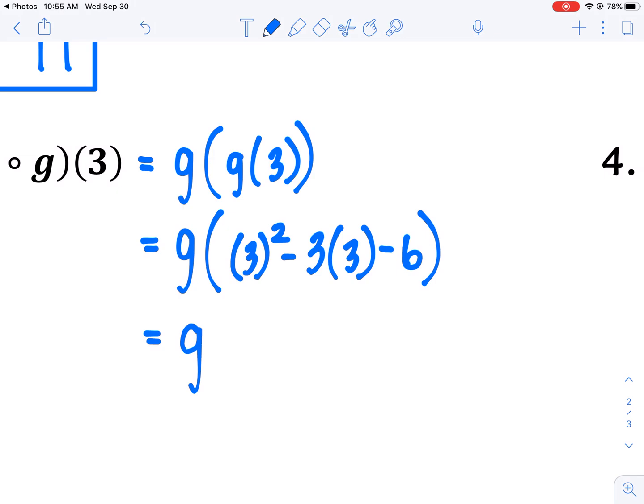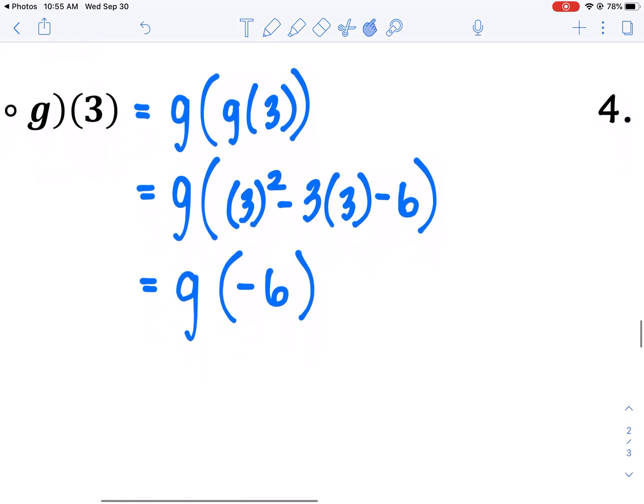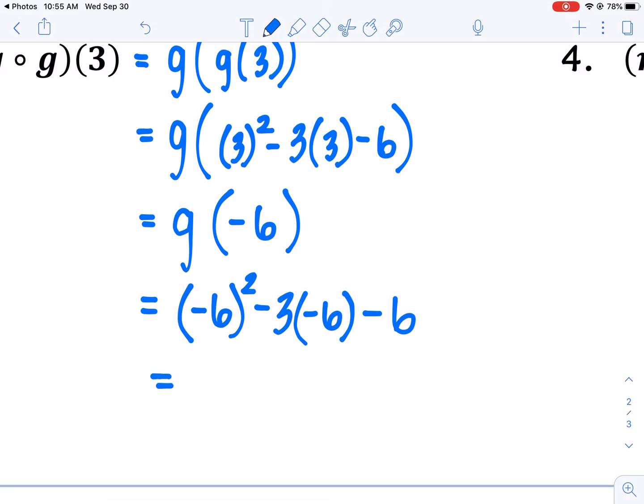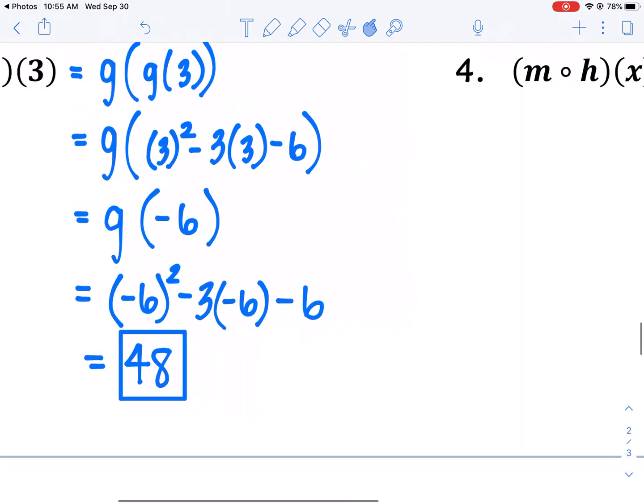So I'm just working inside, right? I'm just doing the g of 3. So it's 9 minus 6. So, just negative 6. I'm working my way out. Now I can plug in negative 6 to my g function. That's what this is telling me. So wherever I normally saw an x in the g function, I put a negative 6. So I would get 36 plus 18 minus 6, 48. Again, that's just one way. If you prefer the other, go for it.